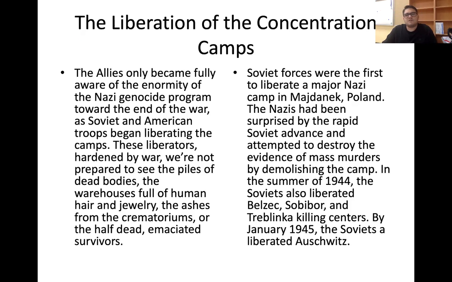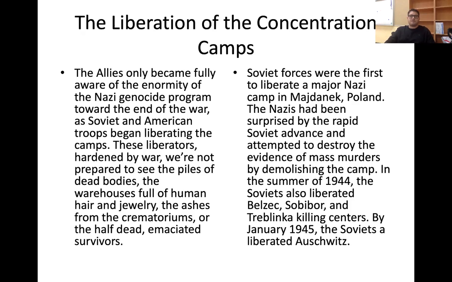Soviet forces were the first to liberate a major Nazi camp in Majdanek, Poland. The Nazis had been surprised by the rapid Soviet advance and attempted to destroy the evidence of mass murders by demolishing the camp. Well, halfway through the demolishment, the Soviets got there and were able to free the prisoners. The summer of 1944, the Soviets also liberated Belzec, Sobibor, and Treblinka.